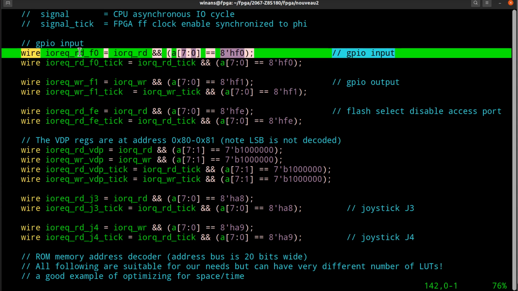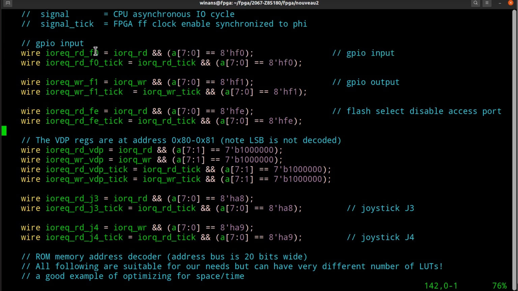What else is going on here? So I got this thing here. This is a combinational circuit only that's true when the IO-rec signal is true, and I'm reading from this address. And that's in stark contrast to this tick one, which is true during the tick, right?